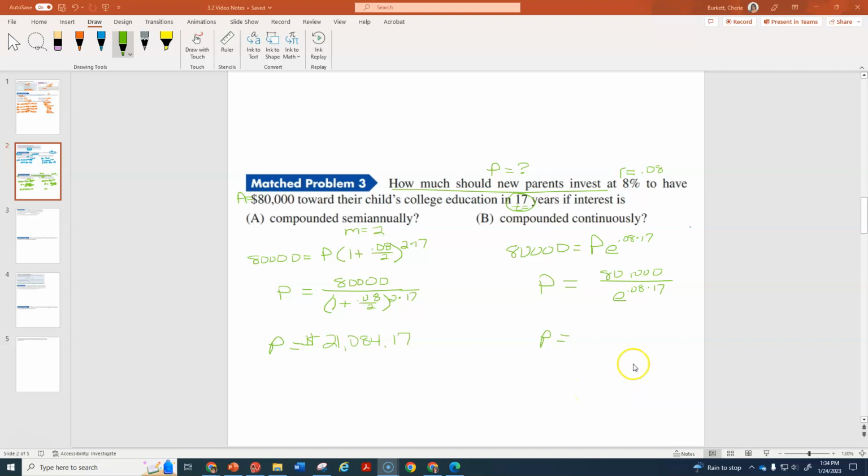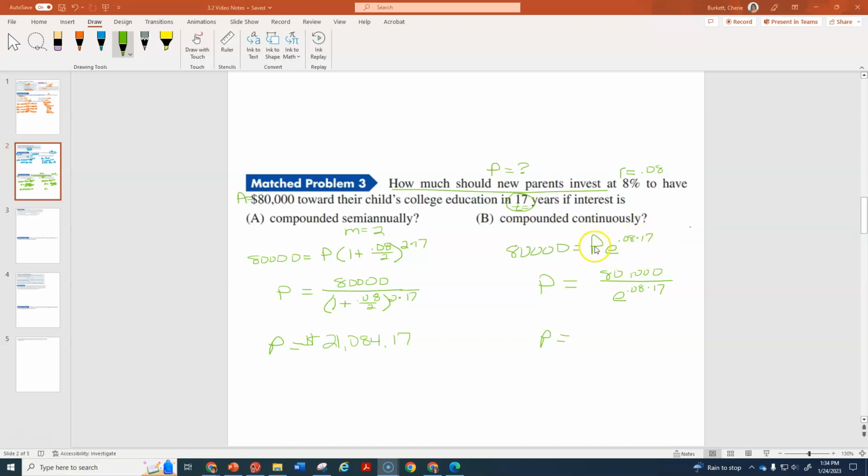For the compounded continuously problem, we're going to use the PERT formula. Again, we have the future value or the amount, $80,000 that we want. We don't know what the principal is. We're solving for the principal. We're going to use E raised to the RT. The interest rate is 8 and the time is 17 years.